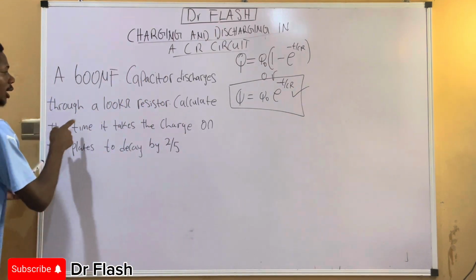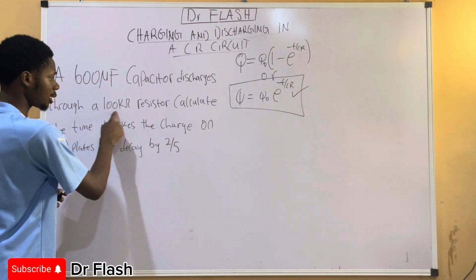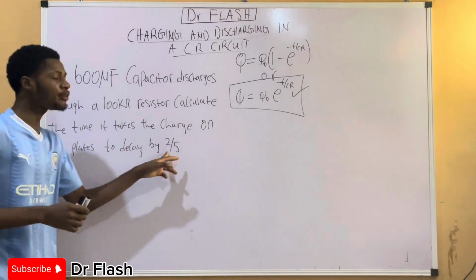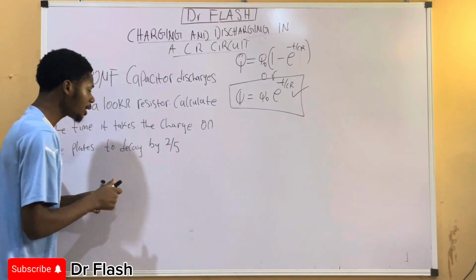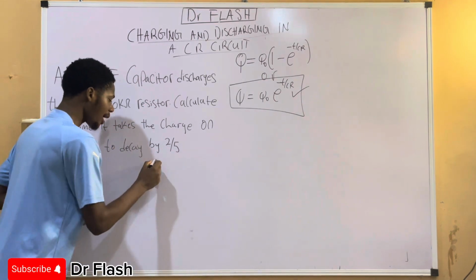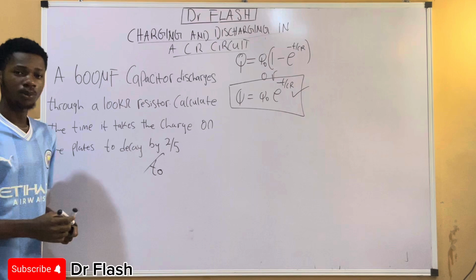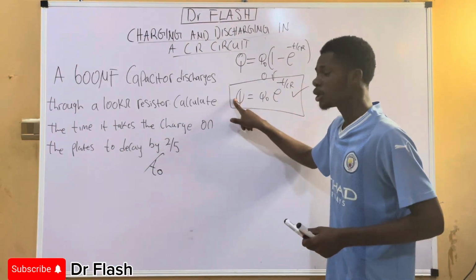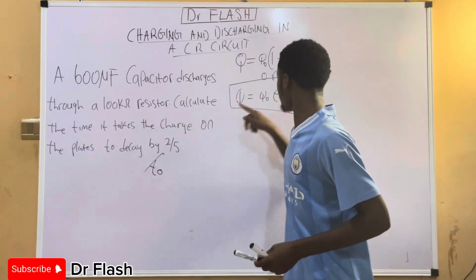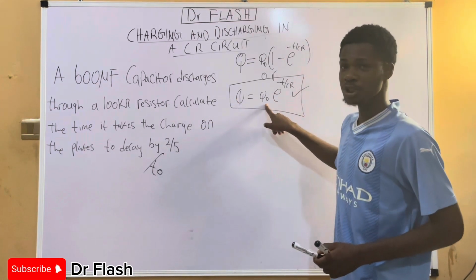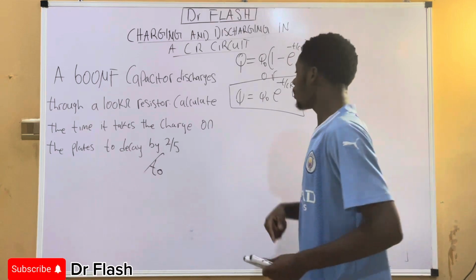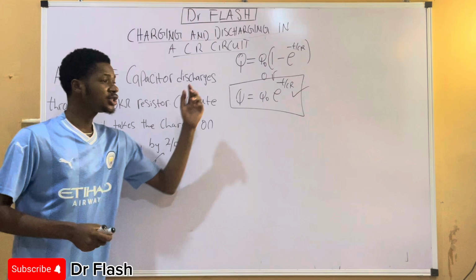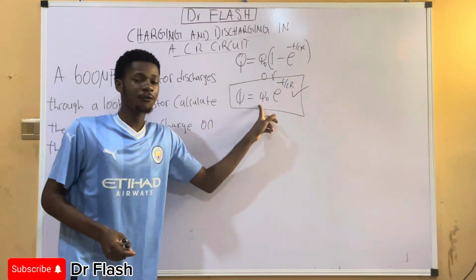Now, the question was also kind of tactical. It said, after it was discharged through this amount of resistor, we want to calculate the time it takes the charge on the plate to decay by. Now, there is a difference when you are told that it is decayed by and it is decayed to. If it is decayed to, it means the value we are going to have for Q is 2/5 times Q naught, which is the maximum value we are coming from. But if you are told that it decays by, it means it reduces by 2/5 of Q naught.